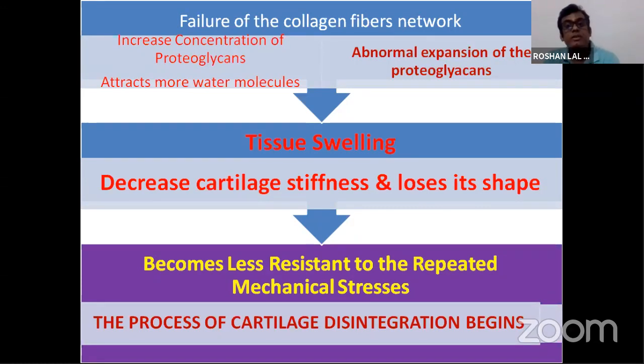When the concentration of collagen fibers decreases, the concentration of proteoglycans increases. And when the concentration of proteoglycans increases in the cartilage, these proteoglycans attract more water molecules. Already 80% water is there in the cartilage, but because proteoglycans increase and collagen fibers decrease, proteoglycans attract more water molecules. Therefore, the water concentration in the cartilage is increased. This leads to abnormal expansion of the proteoglycans, and there is swelling in the articular cartilage, or the articular cartilage becomes swollen.